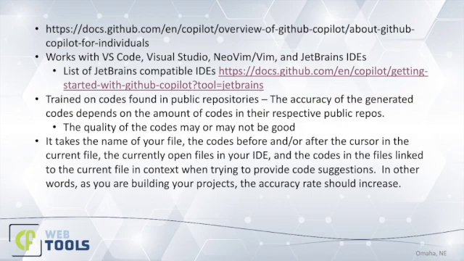And it takes the name of your file, the code before or after the cursor in the editor in your current file, the currently open files in your IDE, and the code in the files that link to the current file in context when it gives you the code suggestions. So in other words, as you're building your projects, the accuracy rate should increase.